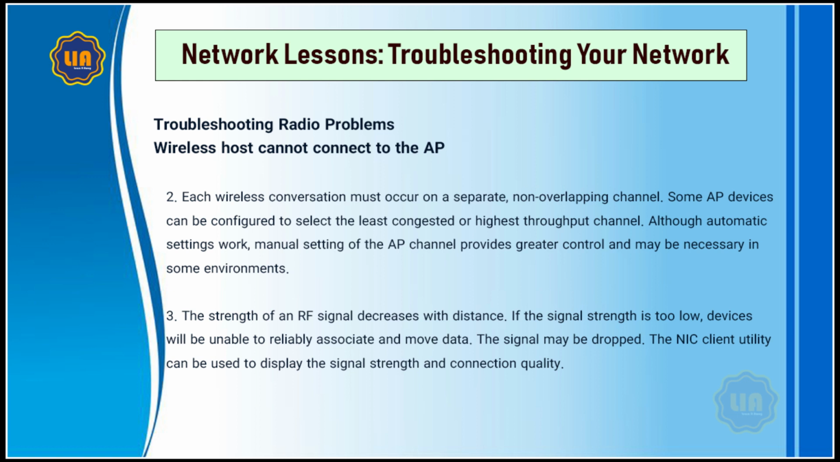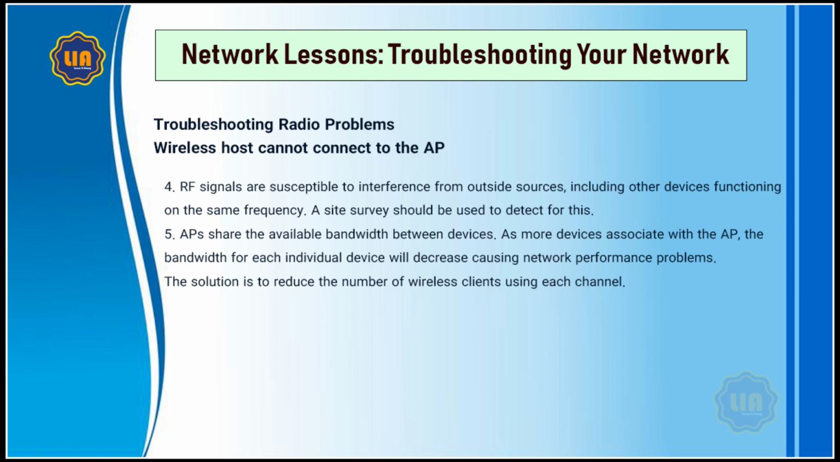3. The strength of an RF signal decreases with distance. If the signal strength is too low, devices will be unable to reliably associate and move data. The signal may be dropped. The NIC client utility can be used to display the signal strength and connection quality. 4. RF signals are susceptible to interference from outside sources, including other devices functioning on the same frequency. A site survey should be used to detect for this.